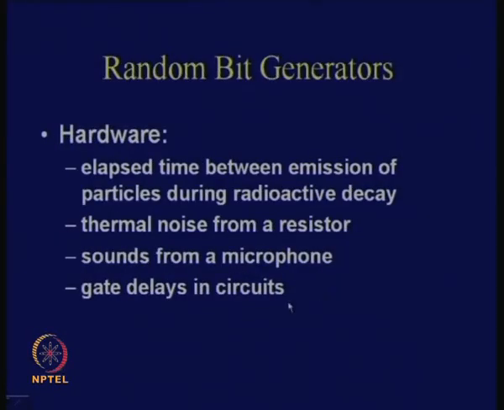So we will go into pseudorandom bit generators, but before that let us talk for some time on random bit generators. Let us see some examples in hardware where you can actually generate random bits. For example, the elapsed time between emission of particles during radioactive decay, the thermal noise from a resistor or a diode, the sounds from a microphone, gate delays in circuits. These are some types of phenomena which are actually used to generate true random bits. The main idea is that they should not be deterministic, they should be unpredictable.